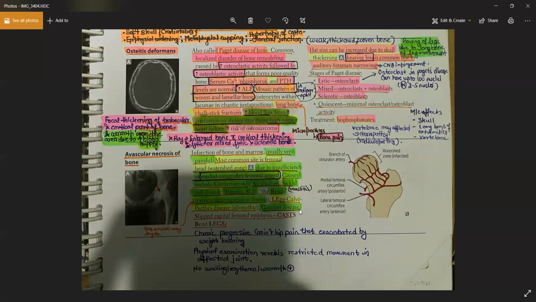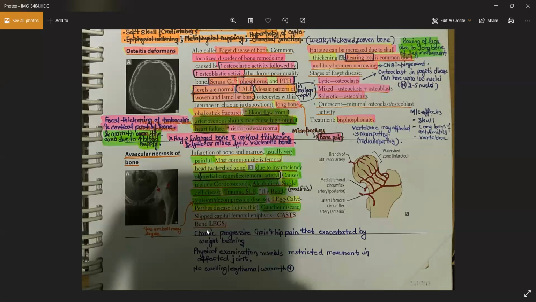Gaucher's disease, if you remember, you will have a vaso-occlusive crisis also. In Gaucher's disease, the patient can present with abdominal pain, headache, extremity pain, and even avascular necrosis of the bone. Slipped capital femoral epiphysis is also a cause of this disorder, in which the attachment of the head of the femur slips. So these are all the causes of avascular necrosis.